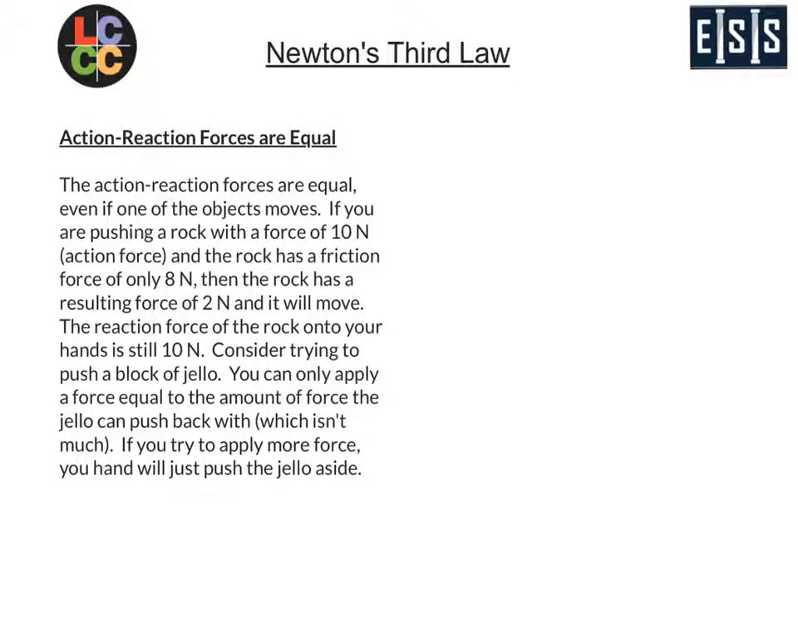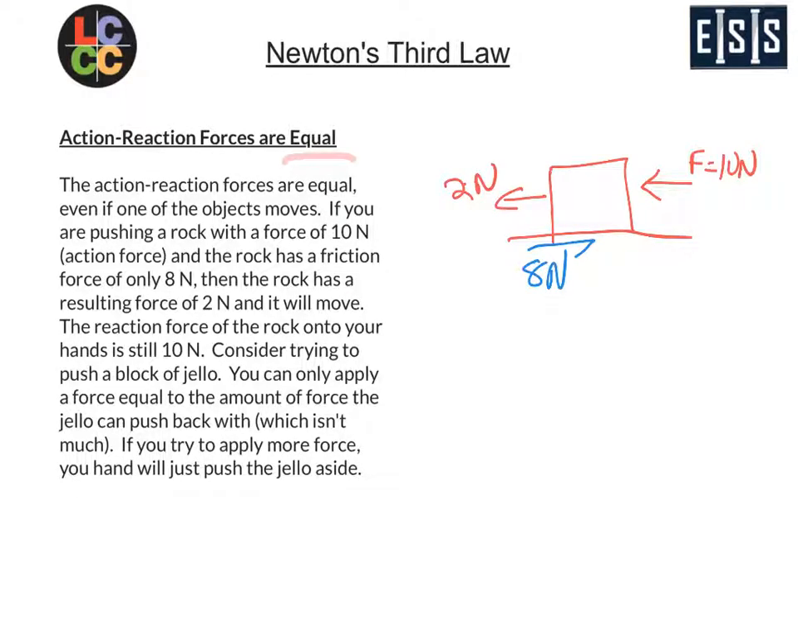The second part of Newton's third law that's important to remember is that these action and reaction forces are equal. I use here as an example a person pushing a rock. That person is applying a force of 10 newtons, and the friction force that's going to resist that is only 8 newtons. Because the sum of the forces is not equal to 0, we end up with an overall force of 2 newtons for the rock, and that rock is now going to move. That 2 newton force is going to result in acceleration of that block.